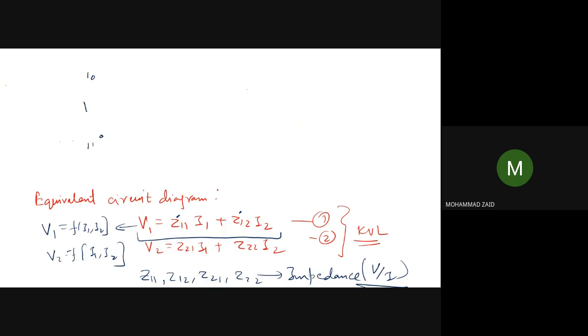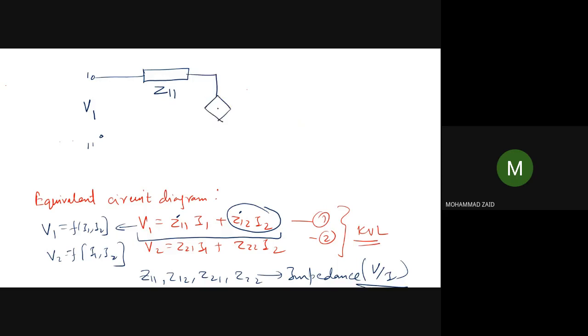So we can say that V1 is equal to Z11 I1. Z11 is an impedance, so we can represent it like this, Z11. And this is another quantity, Z12 I2. We can represent this Z12 I2 with a dependent voltage source. Okay, so we can represent it like this.